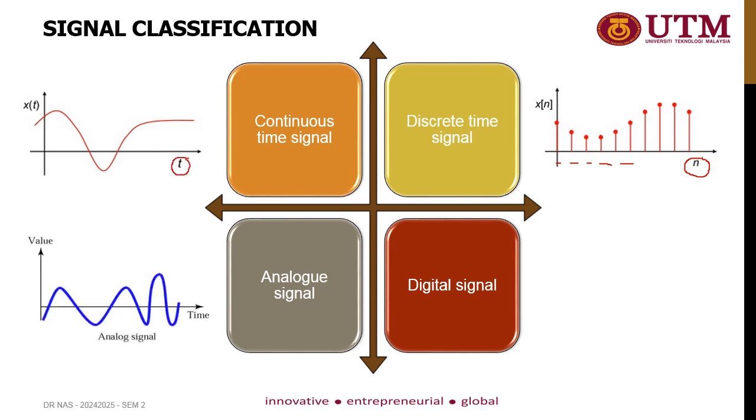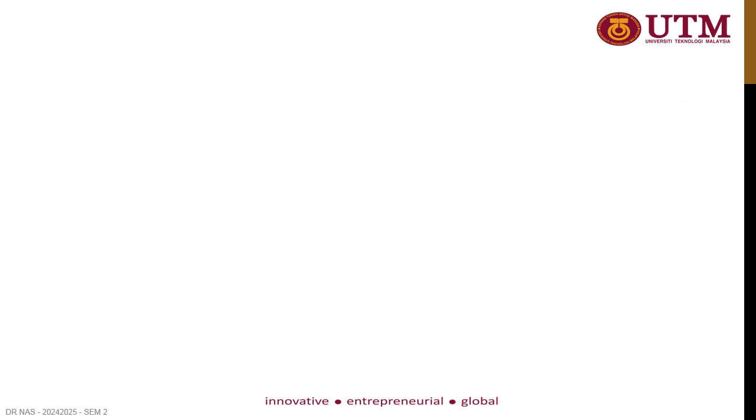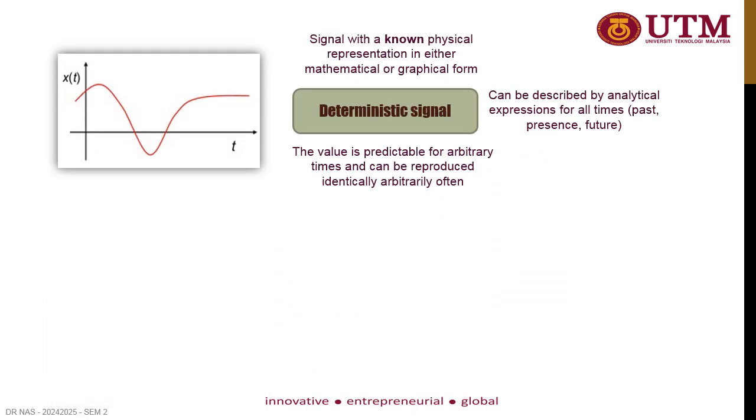An analog signal is basically more or less the same as continuous time signal. And in digital signal, you'll be having a range, more or less the same amplitude at a given range of time. Okay, next is the deterministic signal. So a signal in which the value is predictable. Okay, it can be reproduced identically, arbitrarily often.